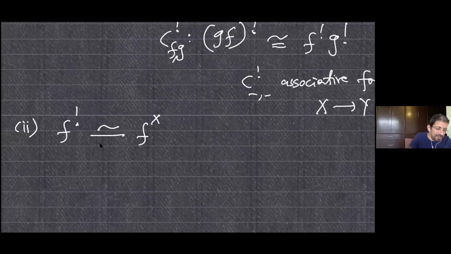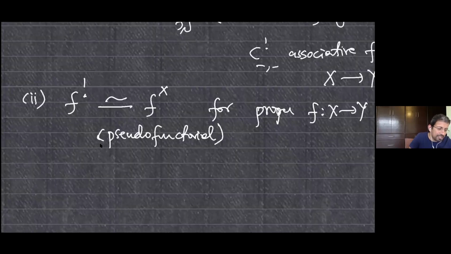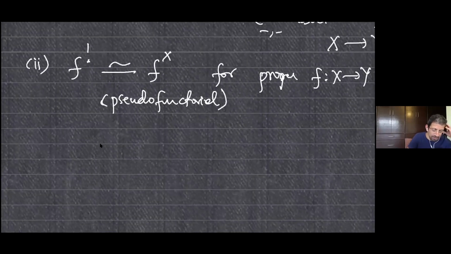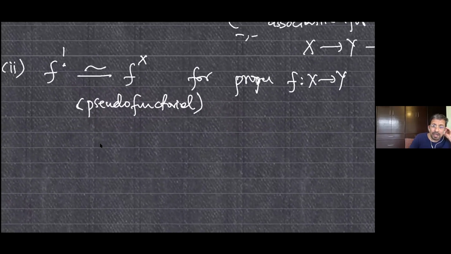F Sch Rc is in fact isomorphic to F cross for proper F: X to Y in C. And in fact, this is also pseudo-functorial. So if you have 2 maps, then (F∘G) Sch Rc should be isomorphic to F cross, G cross, that kind of thing. So yeah, it's equal to F cross for smooth F or proper F.